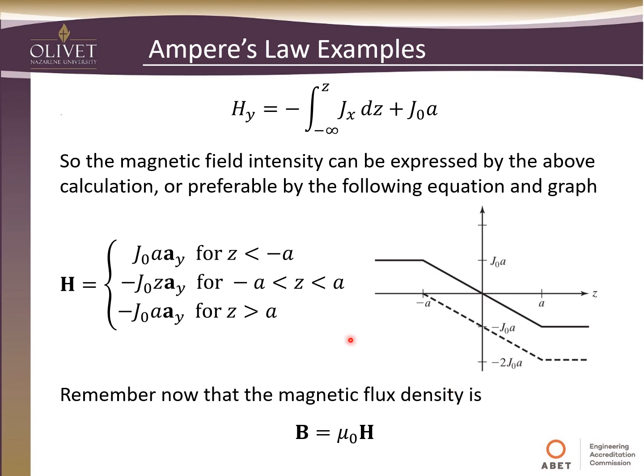We just need to remember now that the magnetic flux density is the magnetic field intensity multiplied by the permeability. And so we can go back and forth between those with this graph. It's just a scalar shift.